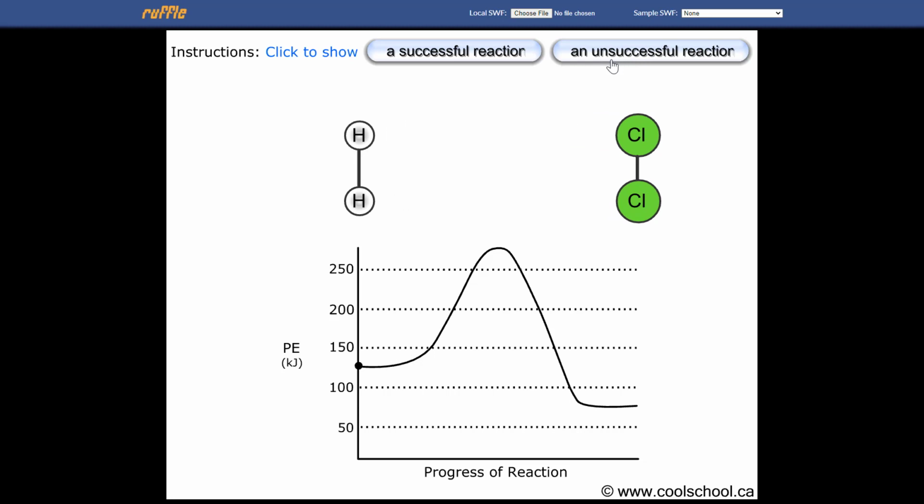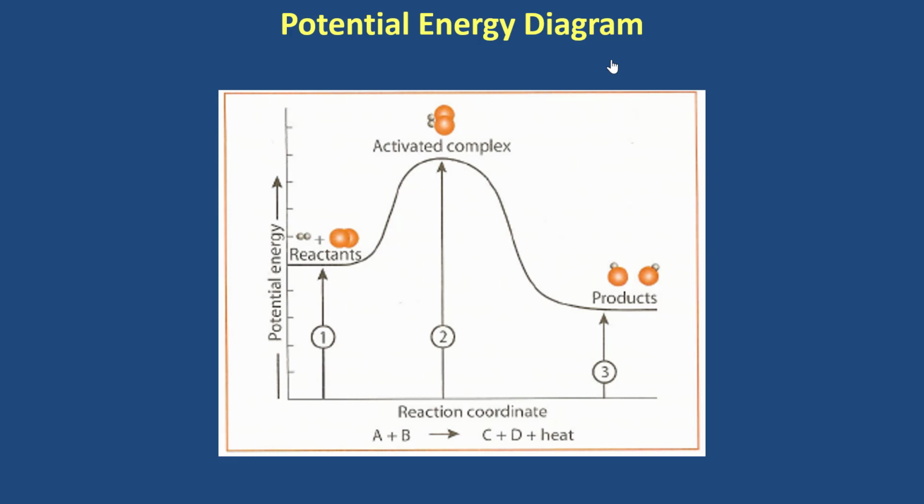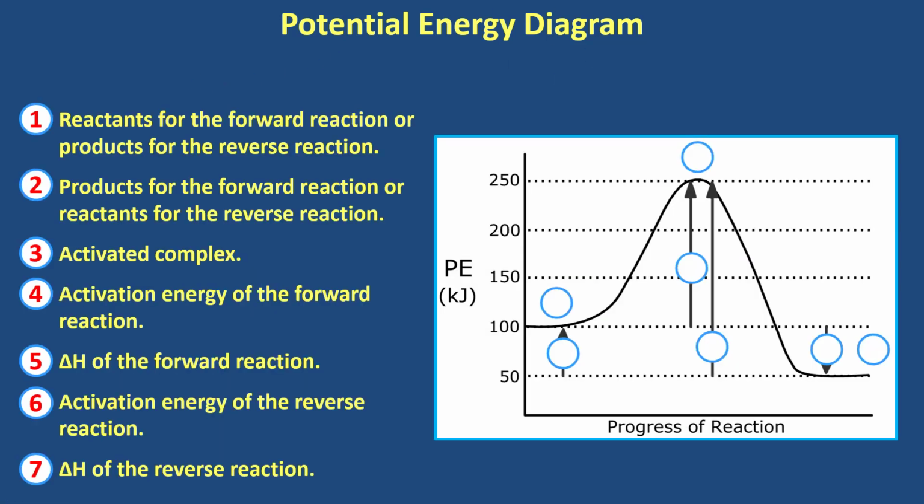All right, so that is how a potential energy diagram is created based on how the reactants are going to react or not react. So let's look at some other parts of the potential energy diagram. So we can have a reaction move forward, or we can have a reaction move backward. So the products could go back and create the reactants. Not all reactions are reversible, but some are. And this can describe that for us.